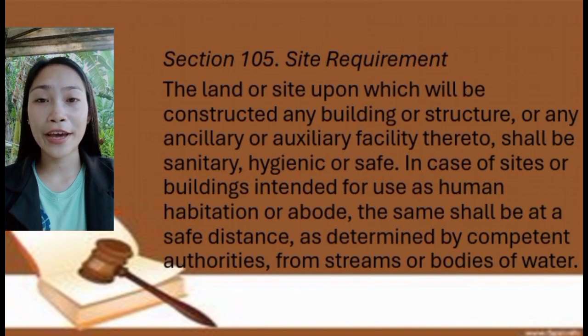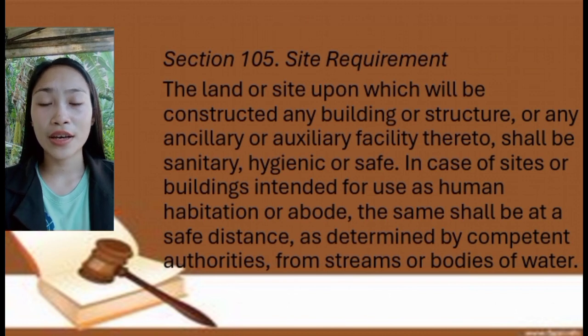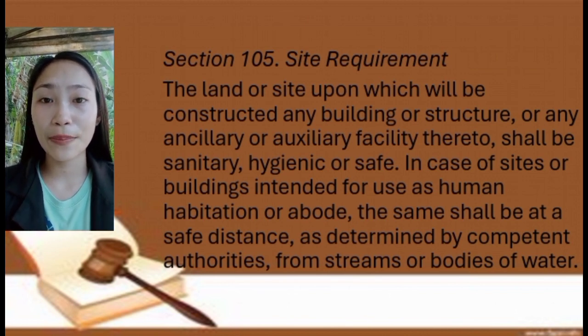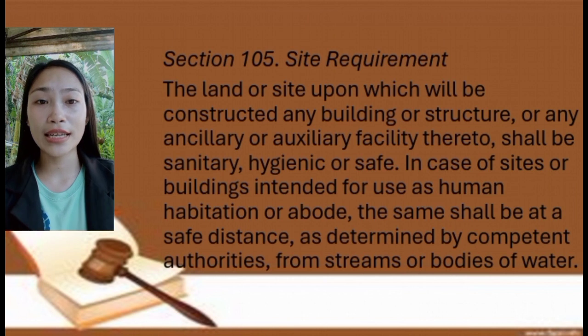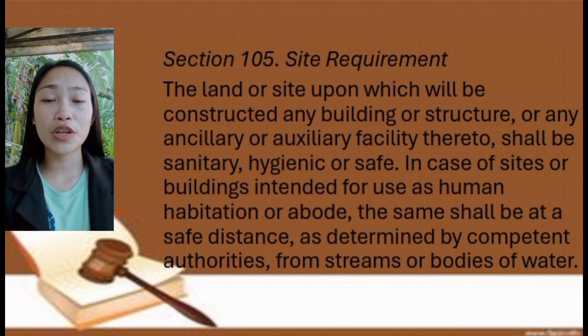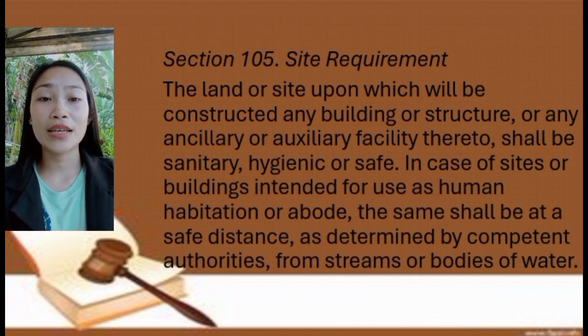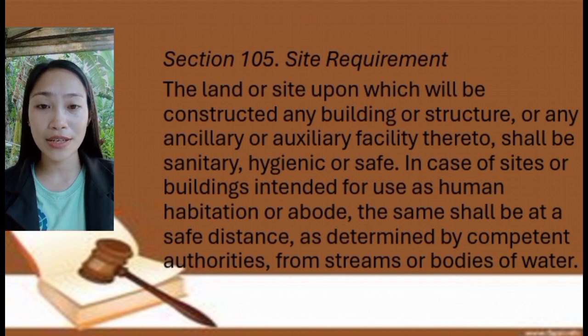Section 105, Site Requirements. The land or site upon which will be constructed any building or structure or any ancillary or auxiliary facility thereto shall be sanitary, hygienic, and safe. In case of sites or buildings intended for use as human habitation or abode, the same shall be at a safe distance as determined by competent authorities from streams or bodies of water.